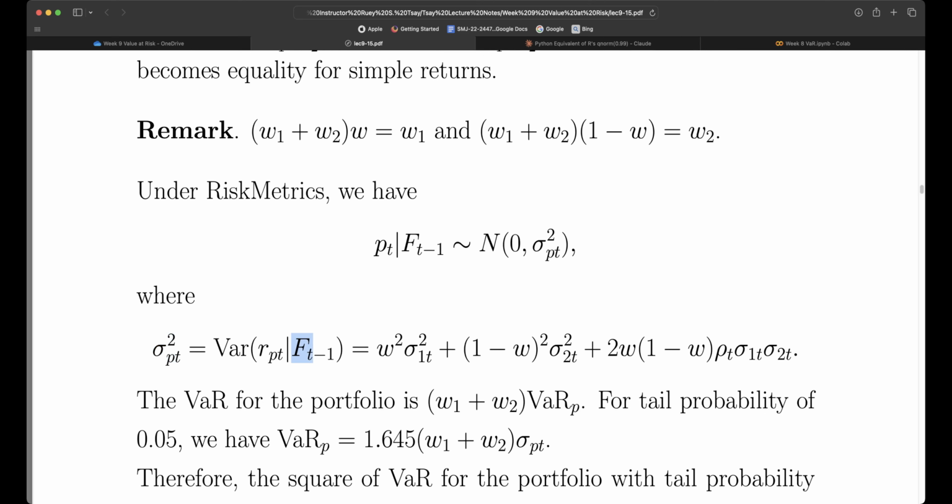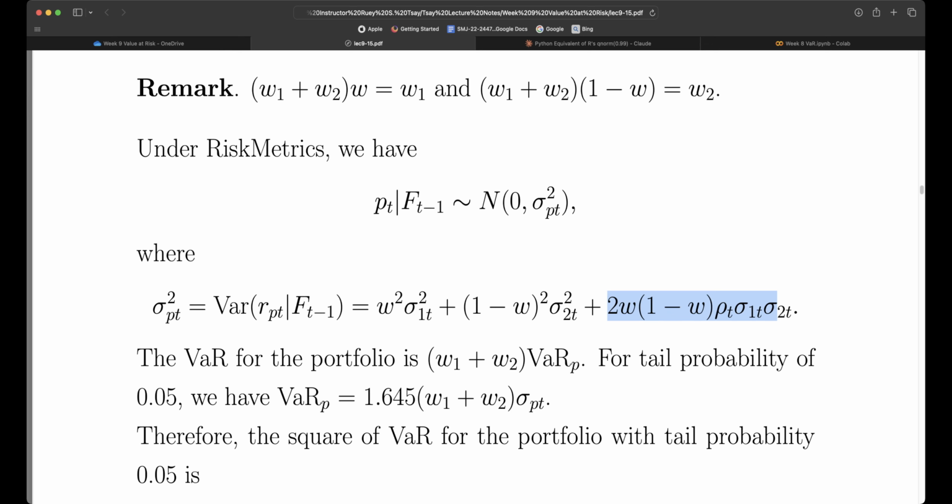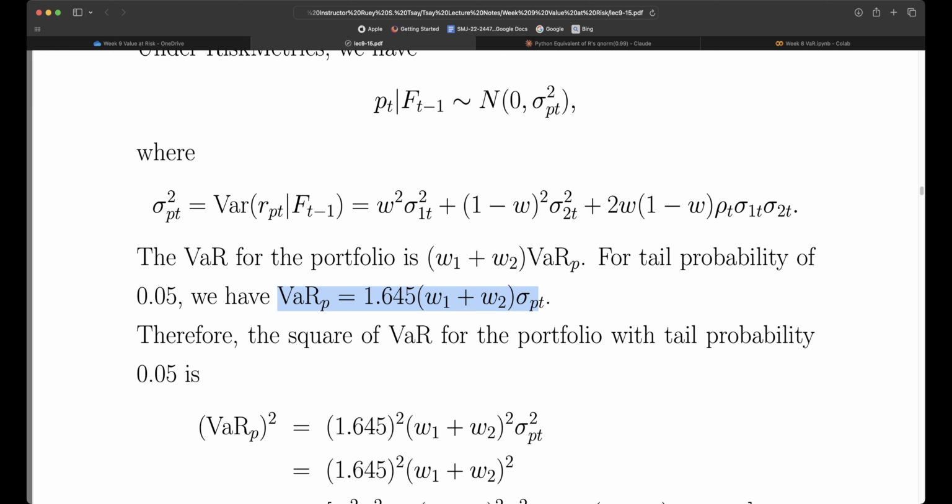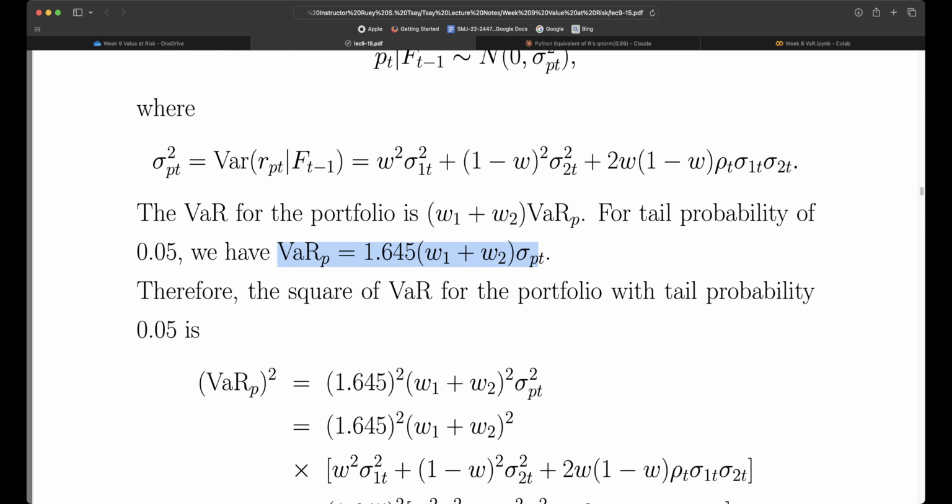And then value at risk for the portfolio is simply this one. For tail probability of 5%, we have this one. Therefore, the square of the value at risk for the portfolio with the tail probability of 5% is simply this one. Value at risk square is this one, and then this one, and then this one, and this one square, and then multiplied by this one, which is from this part.